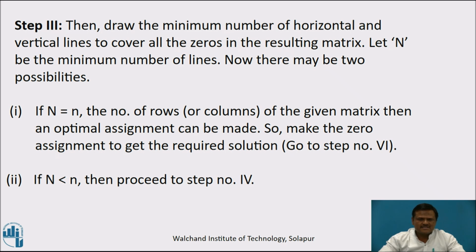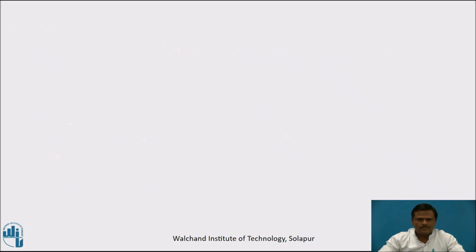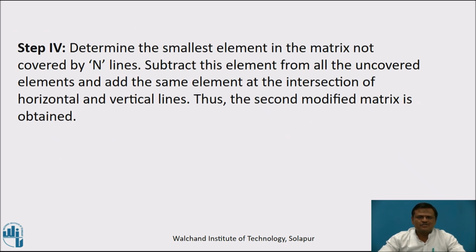The other possibility is that the number of minimum lines drawn to cover all the zeros is less than the number of rows or columns in the cost matrix. Then we need to proceed to step number 4. Now let us look at what step number 4 is. Step number 4 tells us to determine the smallest element in the matrix not covered by N lines, and subtract this element from all the uncovered elements and add the same element at the intersection of horizontal and vertical lines. Thus, we obtain the second modified matrix.